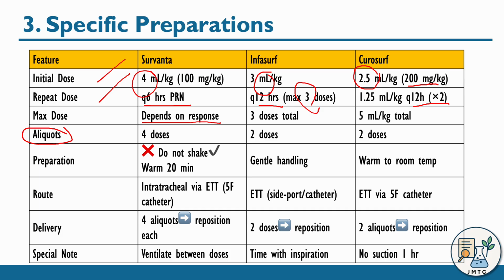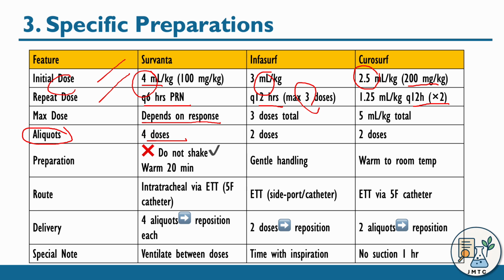Aliquot. What is an aliquot? Aliquot is a portion or divided part of the total dose. So, for example, yung initial dose mo is 4 ml. So, sabi dito, you give 4 doses. So, instead of giving the whole 4 ml dose all at once, the dose is split into smaller parts and given one part at a time.